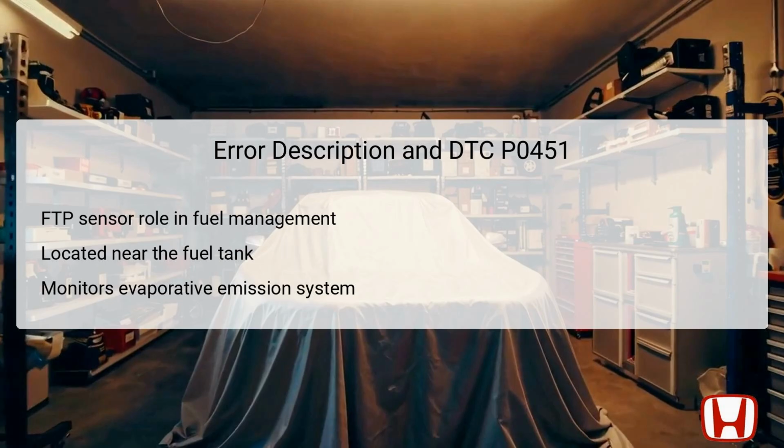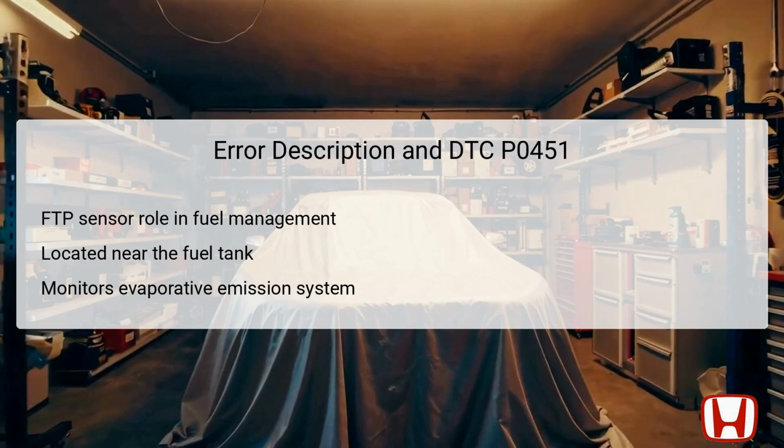The fuel tank pressure FTP sensor is a vital component in the evaporative emissions control system, which helps prevent fuel vapors from escaping into the atmosphere. It is designed to monitor the pressure within the fuel tank and relay this data to the Powertrain Control Module, PCM, which assesses whether the system is functioning correctly.